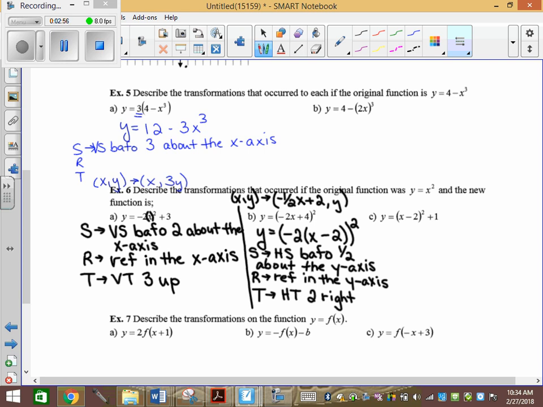Now some people will say, but there's a vertical translation 4 up. Was that already there? Yes. So I don't put it on my mapping. My mapping is how it changes. It didn't change in that way. That way was there before. Okay?